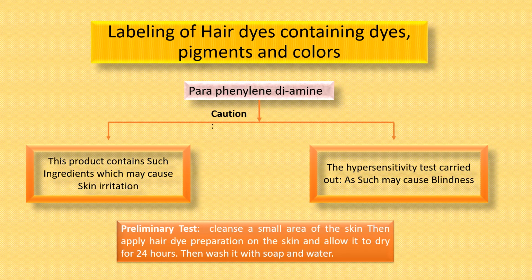You should clean a small area of the skin, then apply the hair dye preparation on that particular skin and allow it to dry for 24 hours. After 24 hours, you should wash it with soap and water and see whether there is any kind of hypersensitivity reaction or not. If not, then that particular preparation is safe for you. So this is the kind of labeling to be on hair dye preparations which contain paraphenylene diamine. For that purpose, this is the caution.